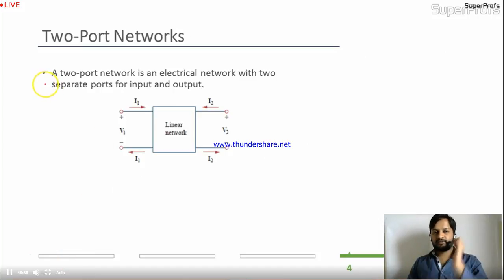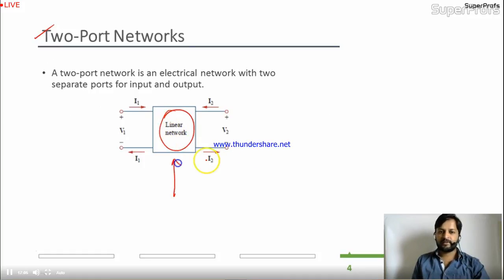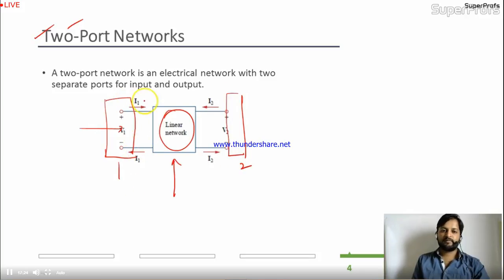Now the next topic is two-port networks. What are two-port networks? If you consider any linear network over here and you are taking input and output from two sides, I'll call it a two-port network because you are having two ports. One is the input stage, or stage 1. This is stage 2. In the two-port network, the current is entering into the circuit, and from the circuit you will take the output.